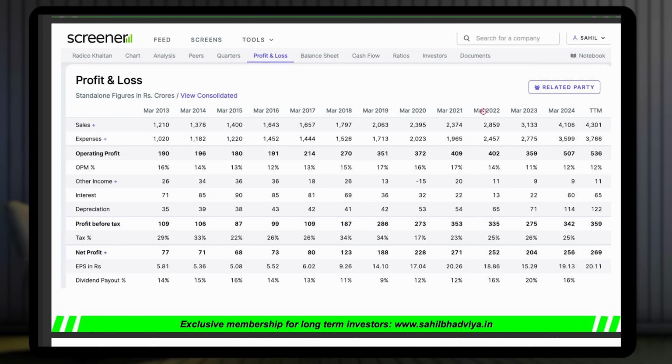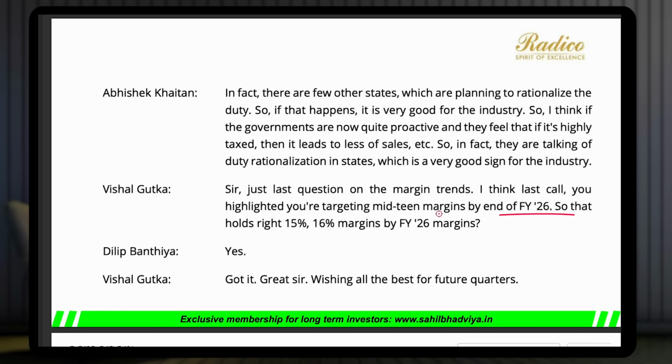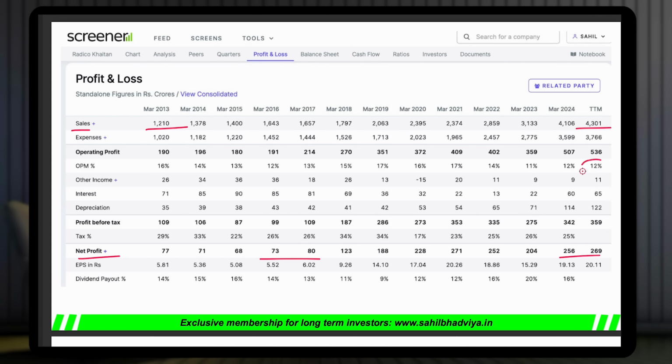This has been reflected in the company's top line that has grown from 1200 crore to 4300 crore in the last 10-12 years. The company's net profits have zoomed from below 100 crore until 2017 to now 270 crore. On top of this, management has guided for 14 to 16% margin by FY26 and currently the margins are 12%. So from current levels, there's good scope for margin expansion. And once the margin expansion takes place, earnings would increase at a fast rate. So the current PE is not considering this operating leverage.